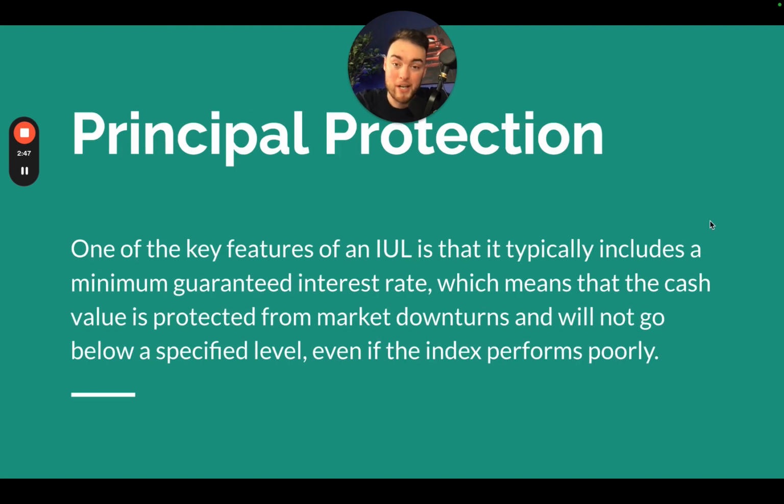Which is where principal protection comes in, right? One of the key features of an IUL is that it typically includes a minimum guaranteed interest rate. Most of the time it's a 0% floor, which means that the cash value is protected from market downturns and will not go below a specified level, even if the index performs poorly, right? So the risk of investing in the stock market is that you could lose your money. If the stock market doesn't perform, then you could lose money. But if you invest in the stock market through an IUL, you have that downside protection, you have the 0% floor, you have that principal protection, which is a huge key benefit, right?